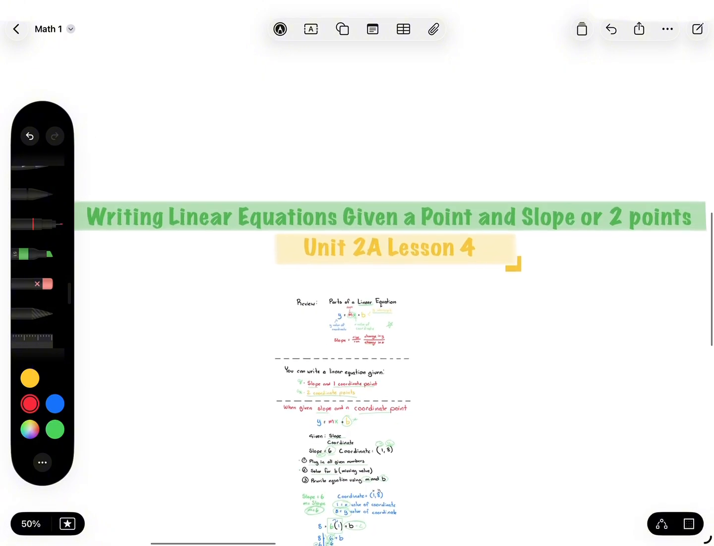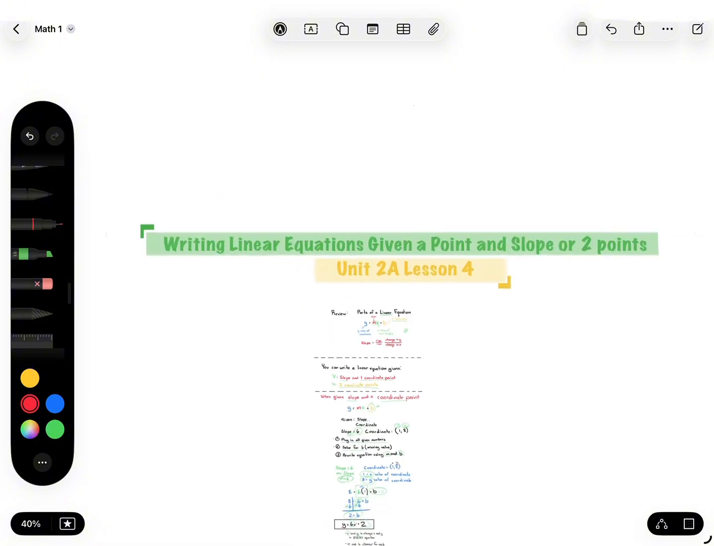This was Unit 2A, Lesson 4 of Algebra 1 Honors or Integrated Math 1 Honors, writing linear equations given either a point and a slope or 2 coordinate points.